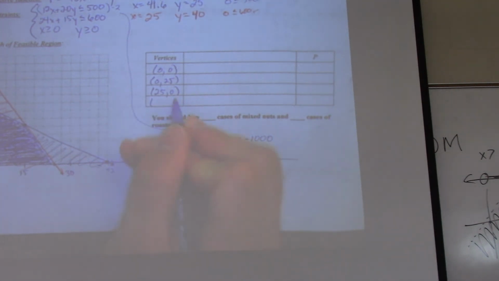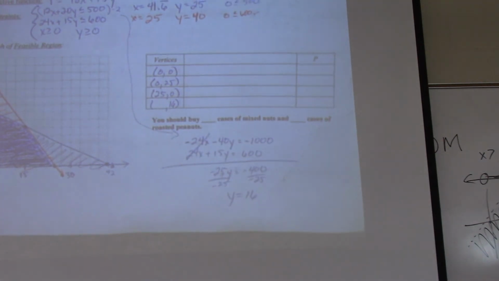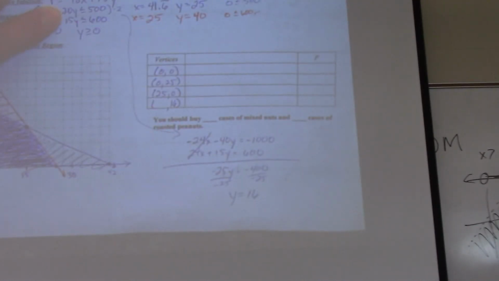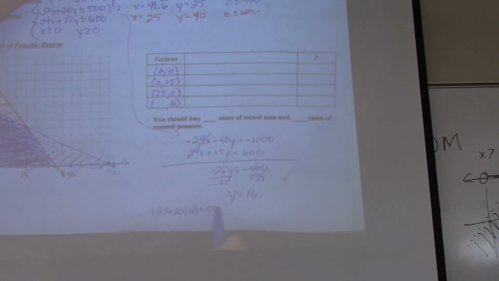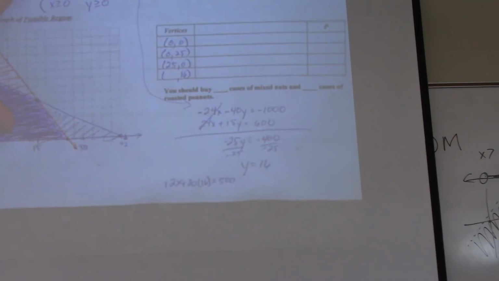Let's go back to this and write 16 in here. What do I do to find the x value? Remember? Plug it back in, right? Does it matter which one? Nope. But I know that 20 times 16 is pretty easy because I know 2 times 16 is 32. So I'll plug it back into that one. 12x plus 20 times 16 less than or equal to 500. Again, I'm not really concerned with the less than or equal to sign. I'm writing this kind of small, but 12x plus 320 is 500.